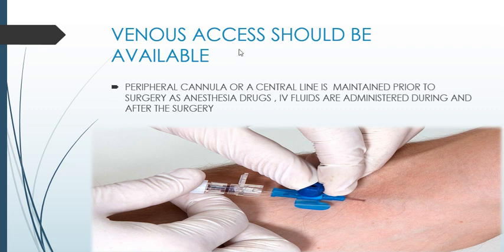Next, venous access should be available. Obviously, IV intravenous anesthetic agents need to be administered to the patient. So a working cannula, peripheral cannula or central line depending upon the surgery, is maintained prior to the surgery. And the size of the cannula should be between 16 to 18 gauge, as during the surgery a great amount of fluid or blood products need to be infused. Therefore, a large bore cannula is needed.